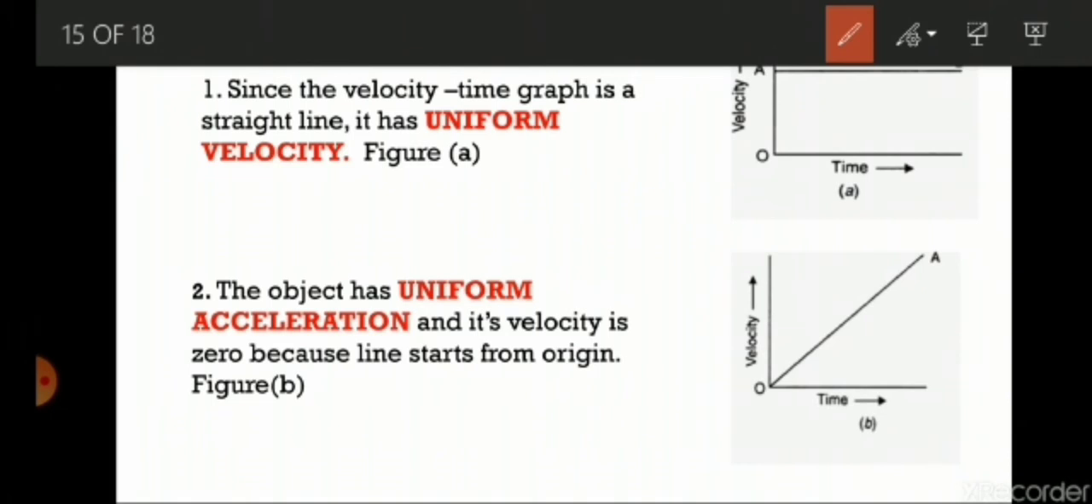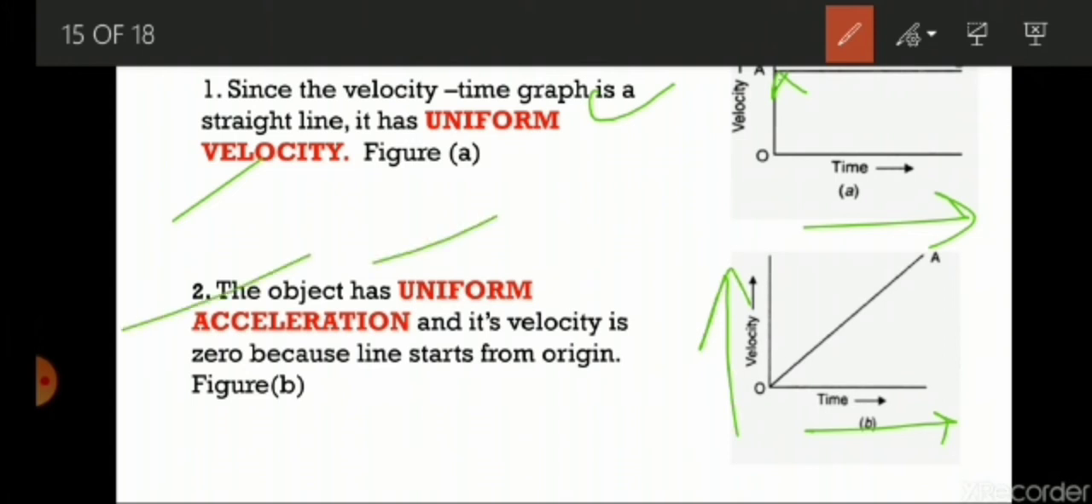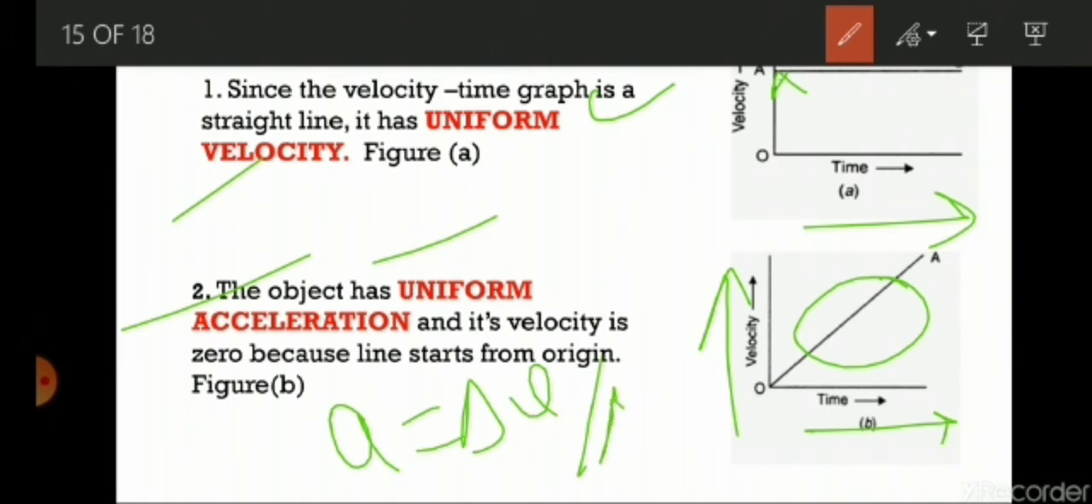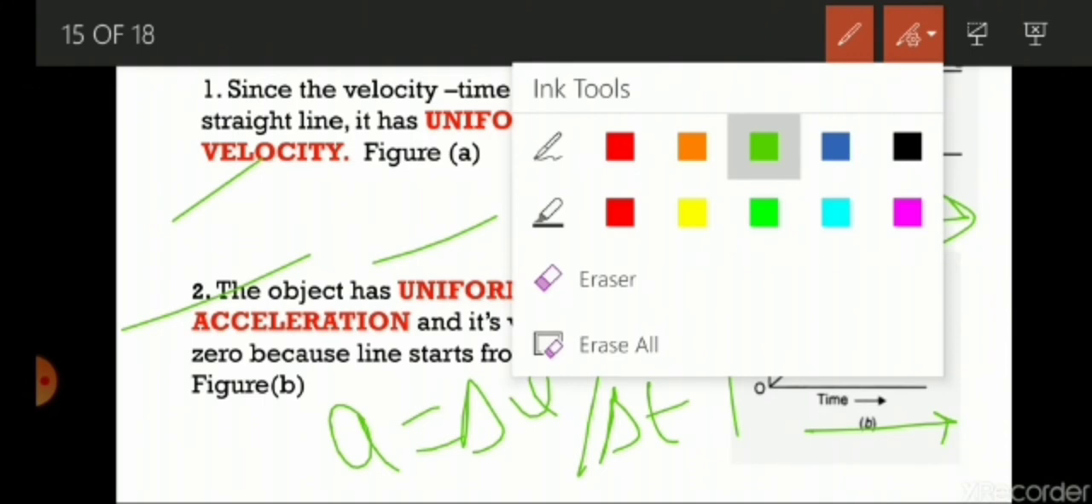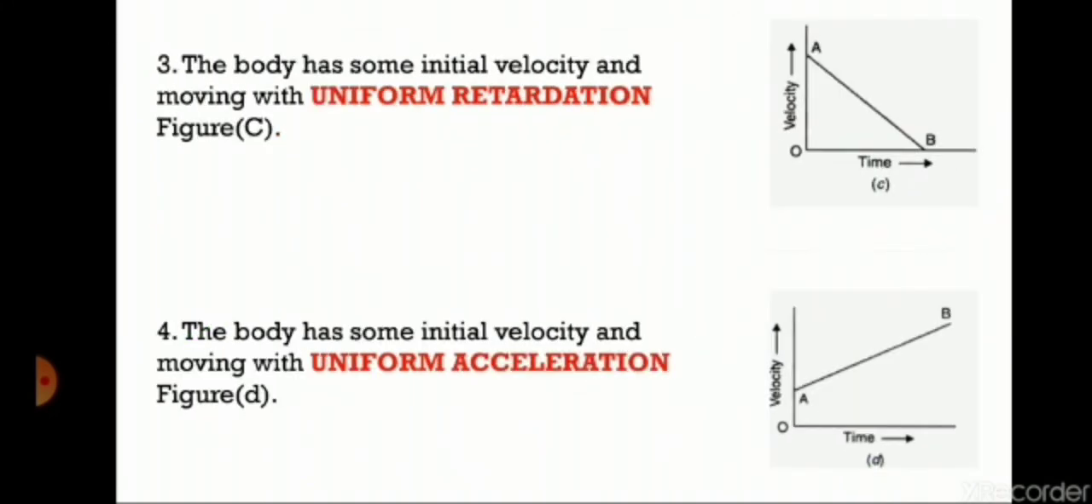Next are different types of velocity time graph. Here the time is increasing but the velocity does not change. It represents uniform velocity. Next, time is increasing continuously, velocity is also increasing continuously. This represents uniform acceleration because velocity changes equally in equal intervals of time.